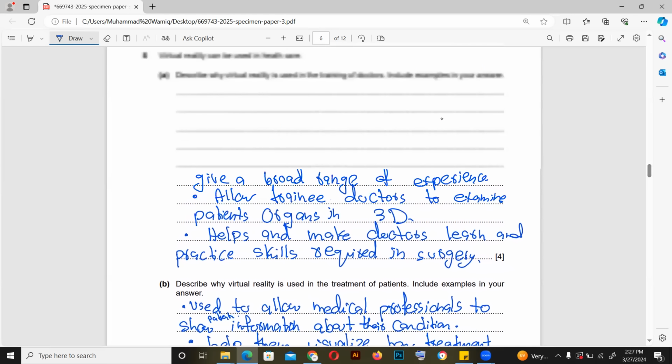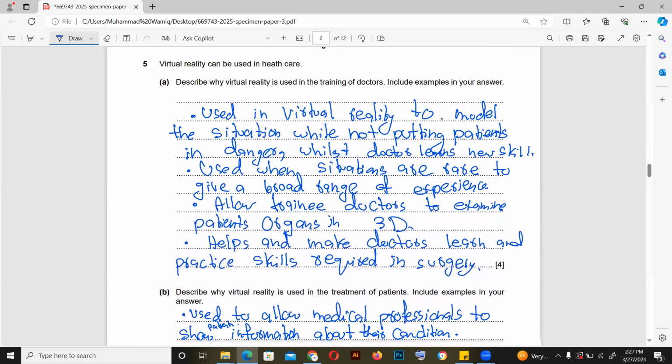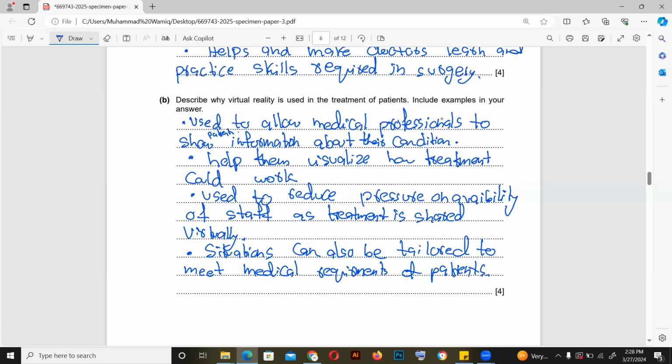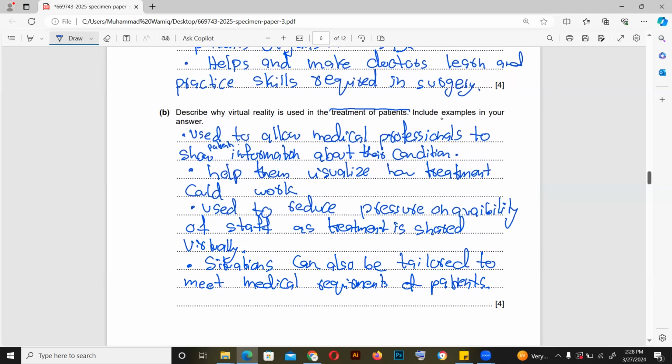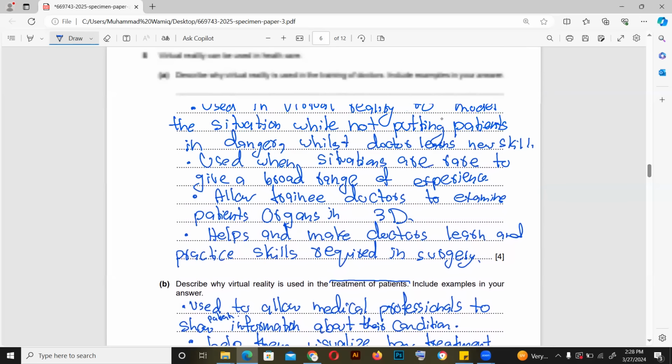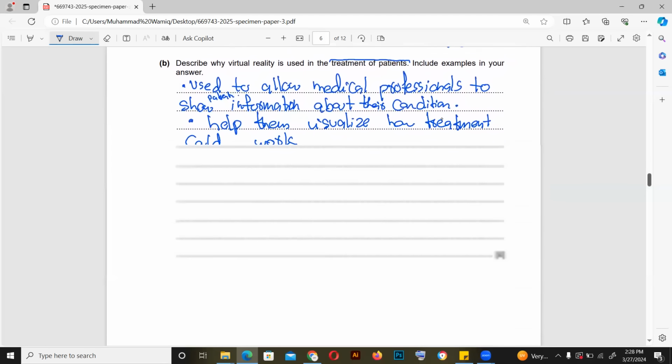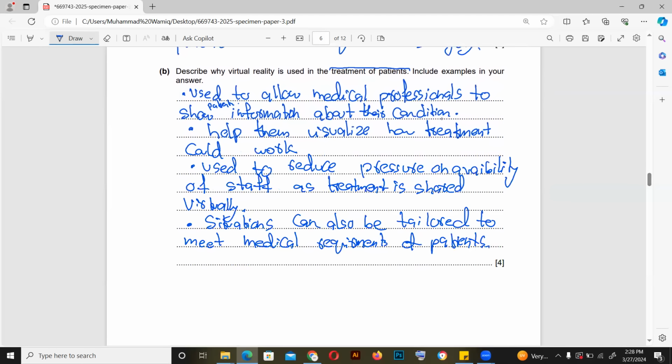So the first part of the question said why virtual reality is used in the training of doctors. Include an example in your answers. So in the first question, I only focused on their training part, why it is needed. Whereas in the B part, I am referring to the treatment of the patient. So you need to define your answer along with it. You need to give your examples as well. They are asking about virtual reality, but in completely different scenarios. The first one is the training of doctors. The second one is the treatment of the patients. Do you have any queries still here?